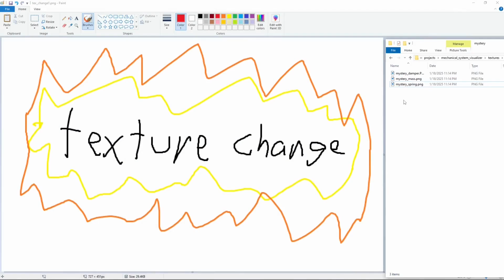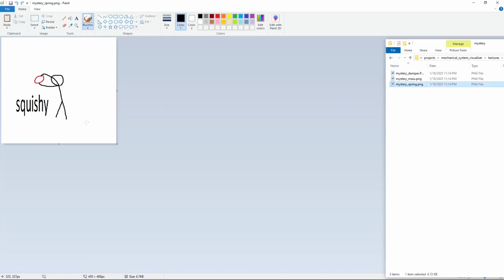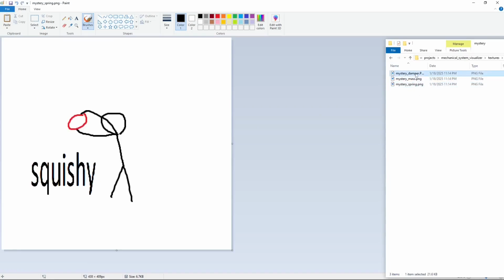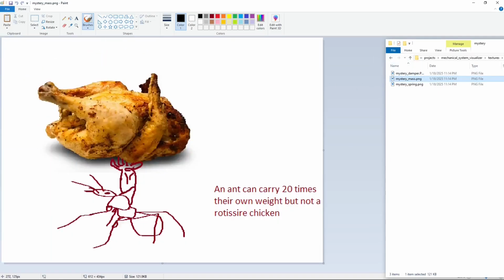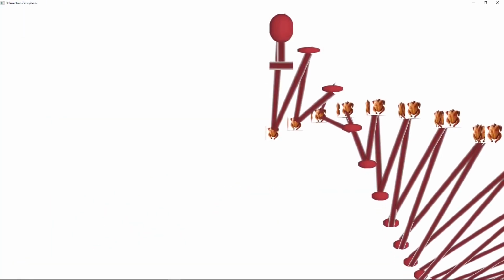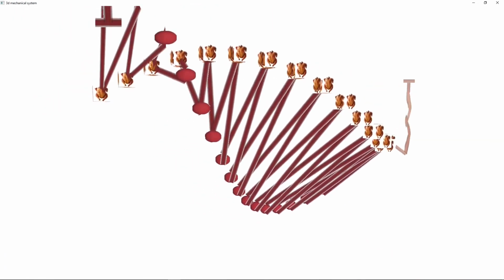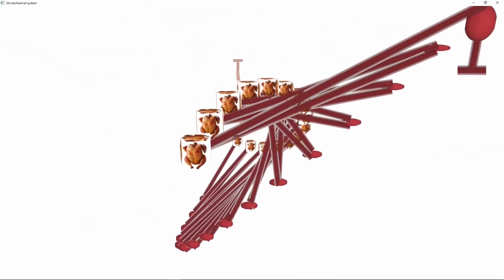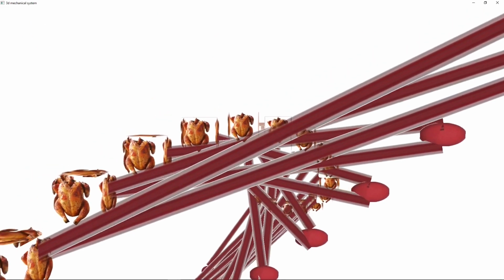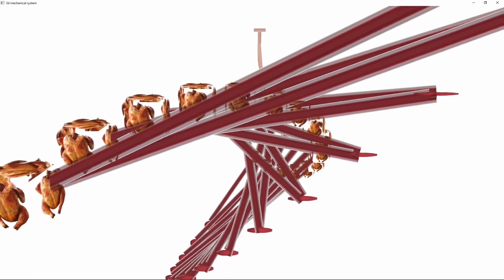To demonstrate this, I'm going to replace springs with dodgeballs because they're squishy, dampers with interlocking arms because they stick together, and masses with rotisserie chicken because chicken has mass. As you can see, it is very unique, quite a different look, and it worked. You can see how the shader tries to make a wire from the texture by extending the ends.